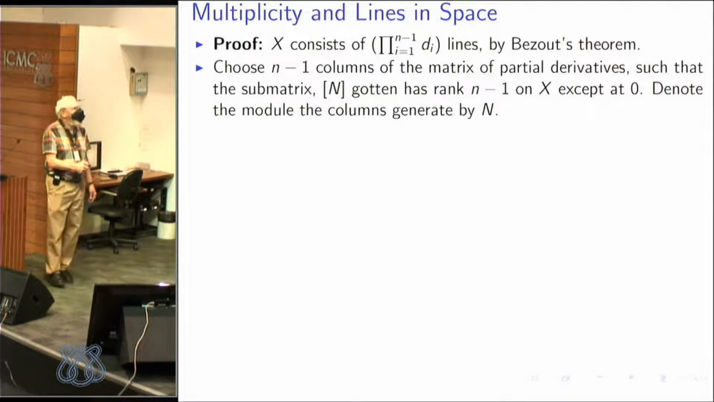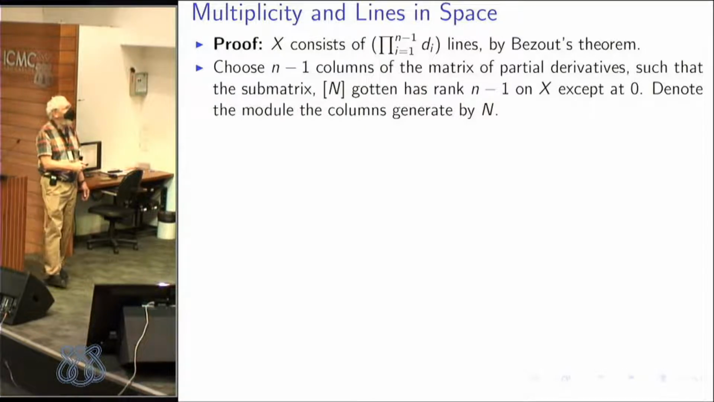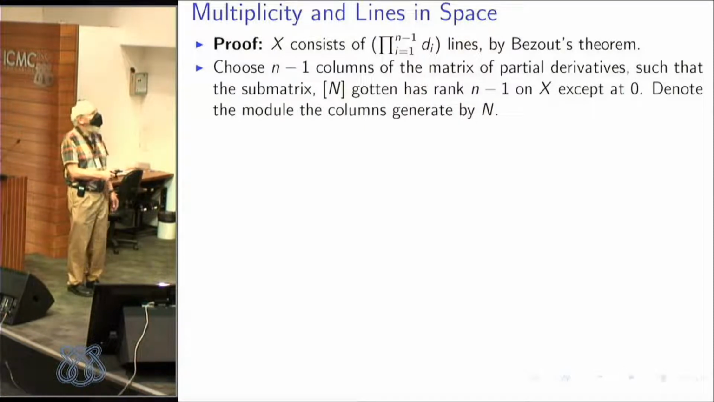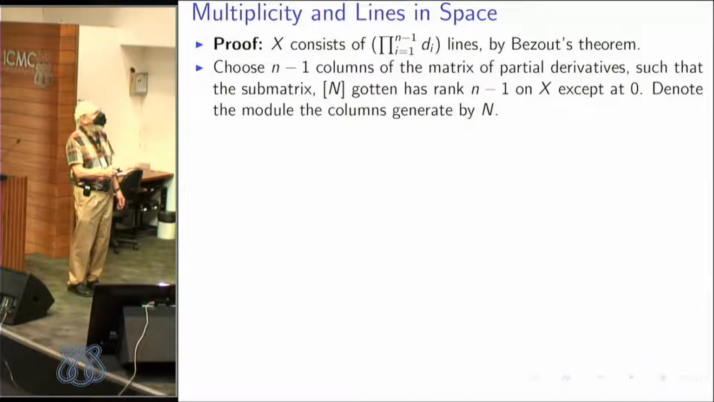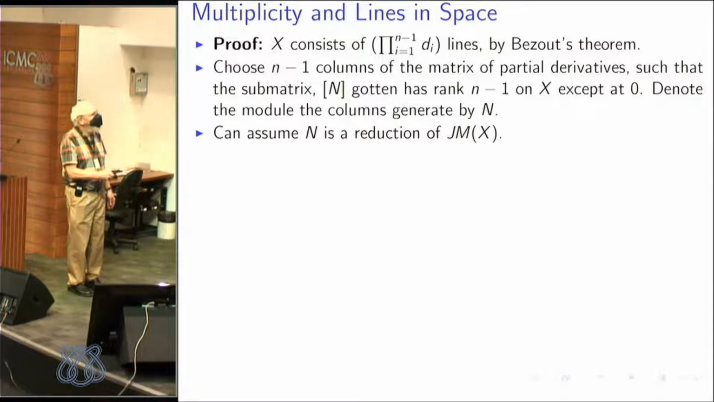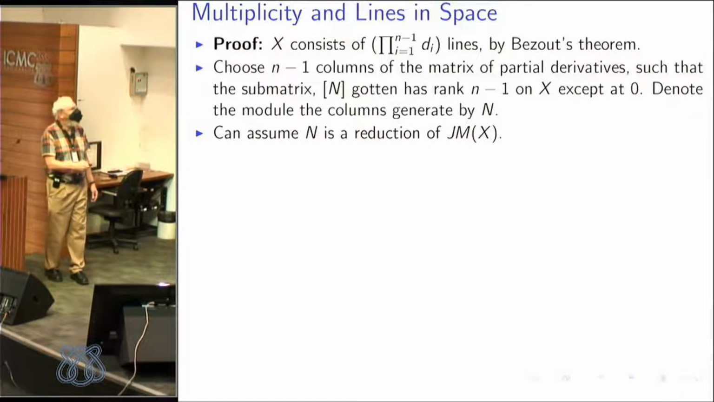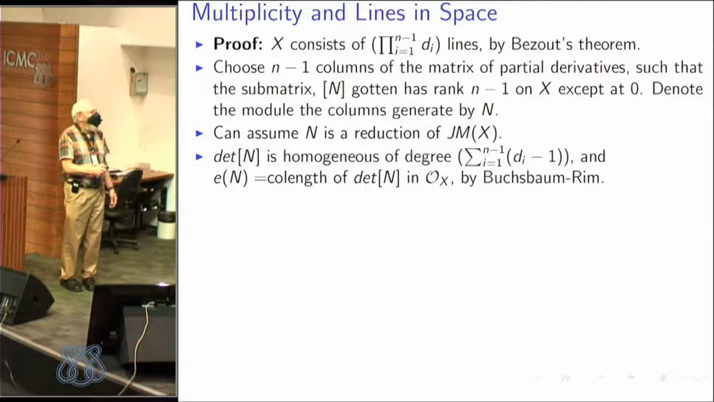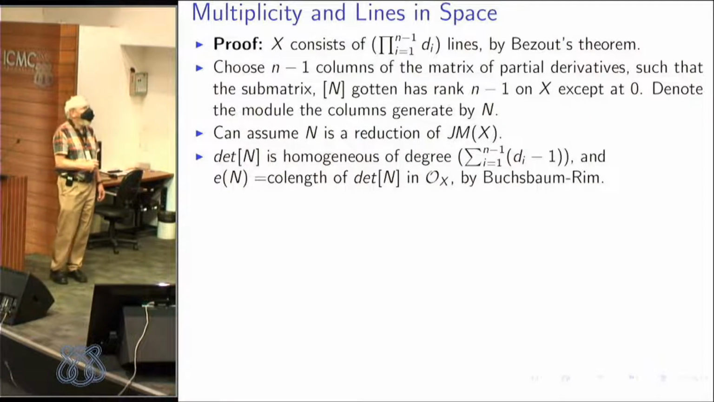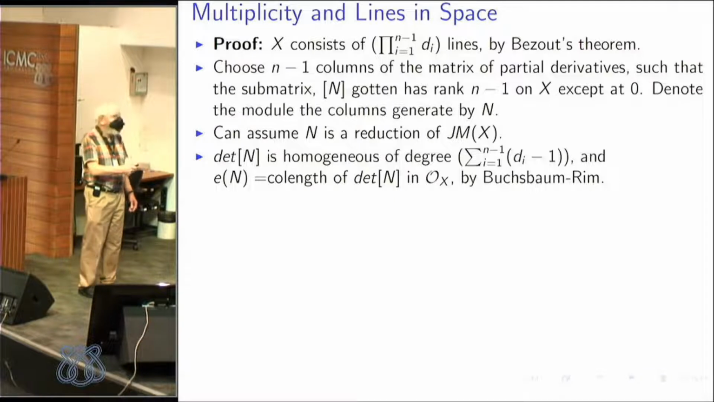Now, choose n minus 1 columns of the matrix of partial derivatives, such that the submatrix N has rank n minus 1 on X, that's the maximal rank, except at 0. And we denote the module they generate by N. We can assume N is a reduction of Jm of X, by choosing it well. Okay, the determinant of N is homogeneous of degree, well, what is it? Well, we have n minus 1 rows. That's that sum there. And these are the degrees of the rows, di minus 1, because I took partial derivatives.